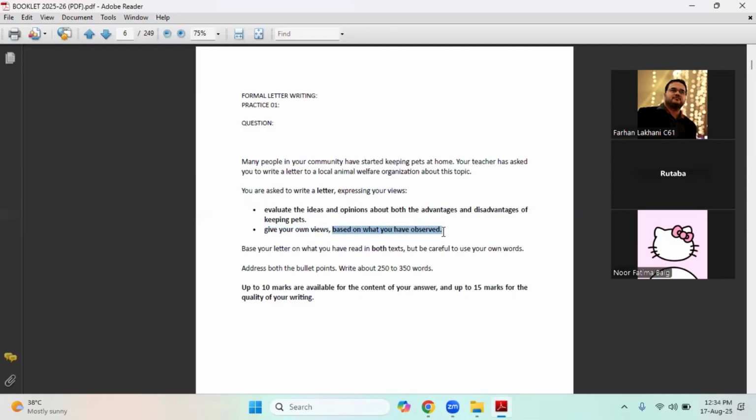Based on what you have observed, now they are leaving it on you. So please remember that you need to create an opinion. Opinion cannot be balanced here, because it's an argumentative writing style. So your opinion must be what you have observed, and it has to be your choice. Choice means either you think keeping pets is an advantage or you think that keeping pets is a disadvantage. You need to take one side.